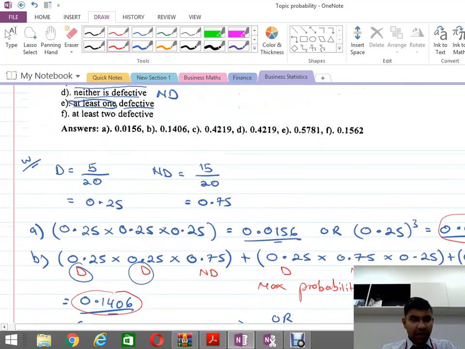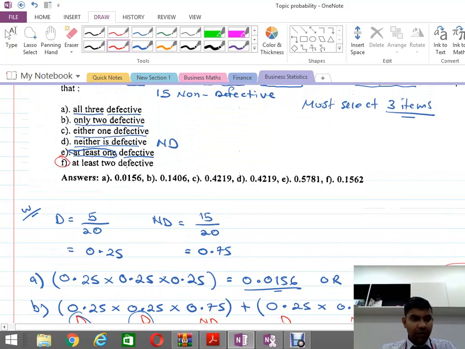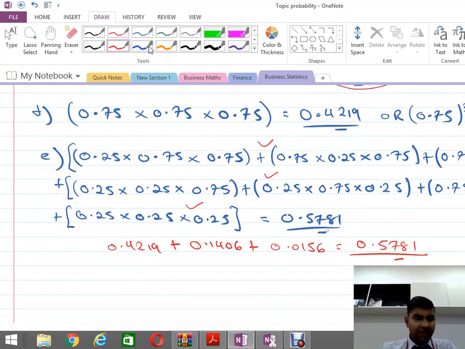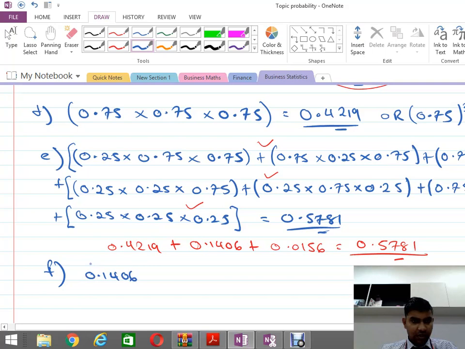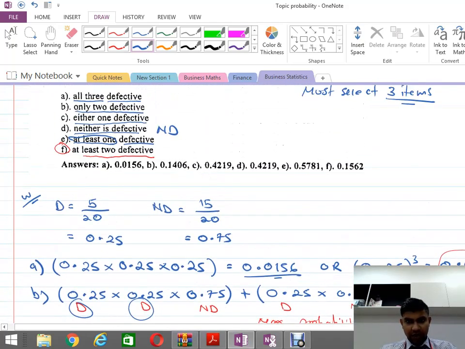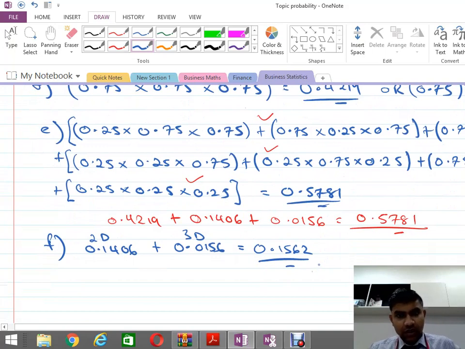Okay, so in your F, I'm not going to do the long way. I'm going straight to the shortcut, because at least two defective means you start from 2. We already have the answer for the F. 2 defective means 0.1406. This is the 2 defective answer, plus the maximum, which is the 3 defective answer. That will give you the final answer. I'm not going to do the long way because I already showed you once. So that will give you 0.1562. There we go. So that's question number 2. Are we okay, guys?